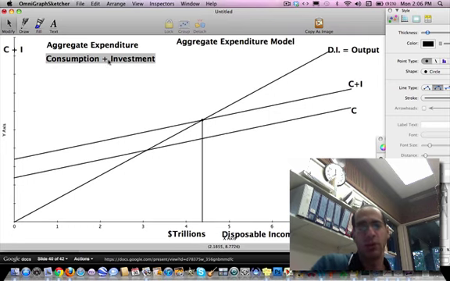So what we're going to do in this video, in video 7, is add a public sector and add a net export section. And it turns out that it's actually fairly easy to do. We're going to make two really big assumptions.